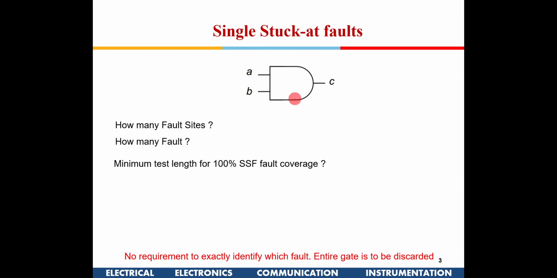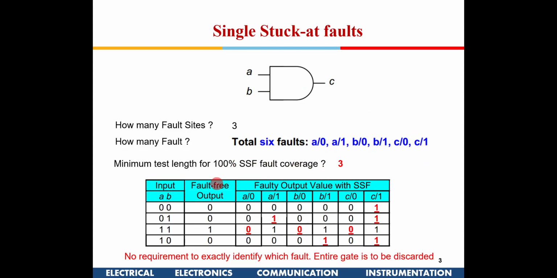Now, single stuck-at faults. How many fault sites are there? 1, 2, 3. So there are 3 fault sites, and at each of these it could be stuck at 0 or stuck at 1, so there are 6 faults. So if I make this table, how this table is made is very important, because throughout this lecture we will be referring to such tables. So let's just recall what this table is.